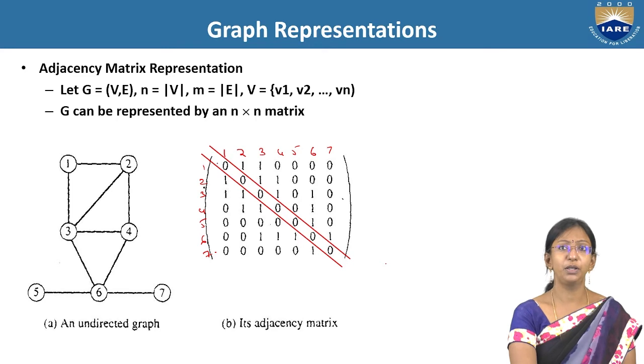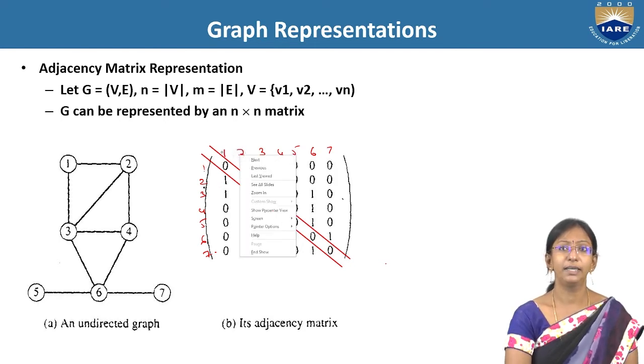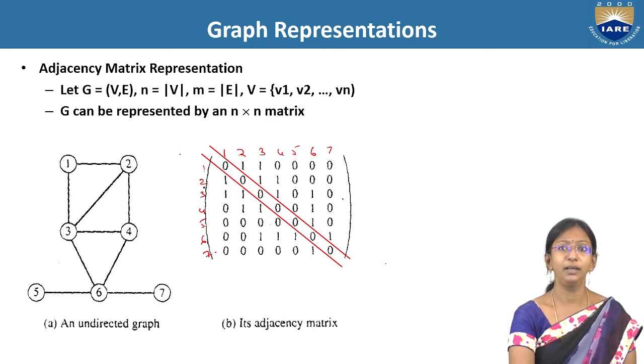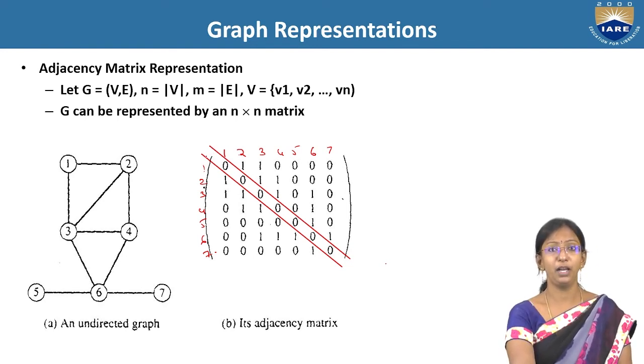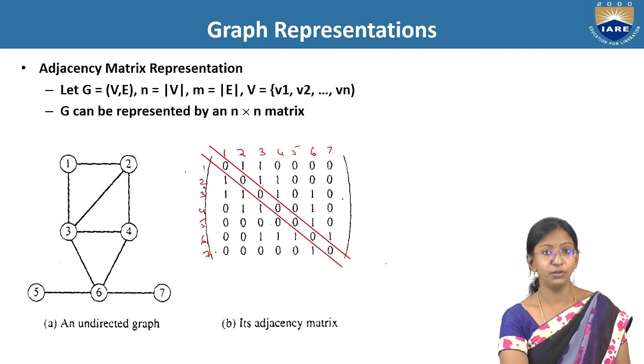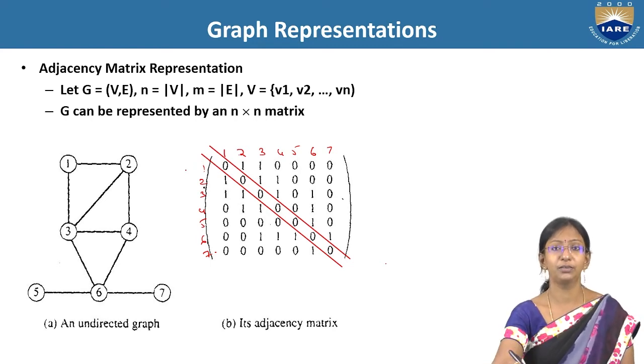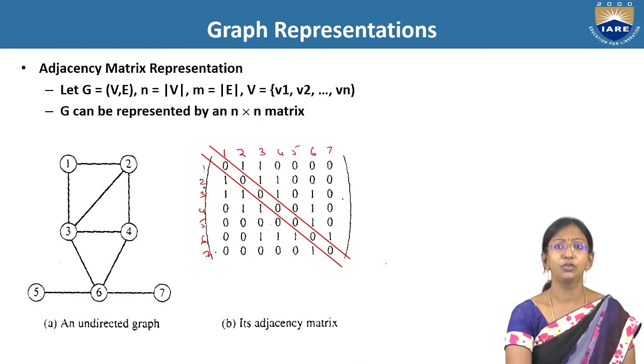There is no edge between 1 and 1, right? There is no self loop. So I have taken 0. There is an edge between 1 and 2, so I have taken 1 instead of 0. In the same way, as it is an undirected graph, if there is an edge between 1 and 2, then it also refers to the vertices 2 and 1, saying that there is an edge between them, right? So I have marked 2, 1 also as 1, saying that there is an edge.